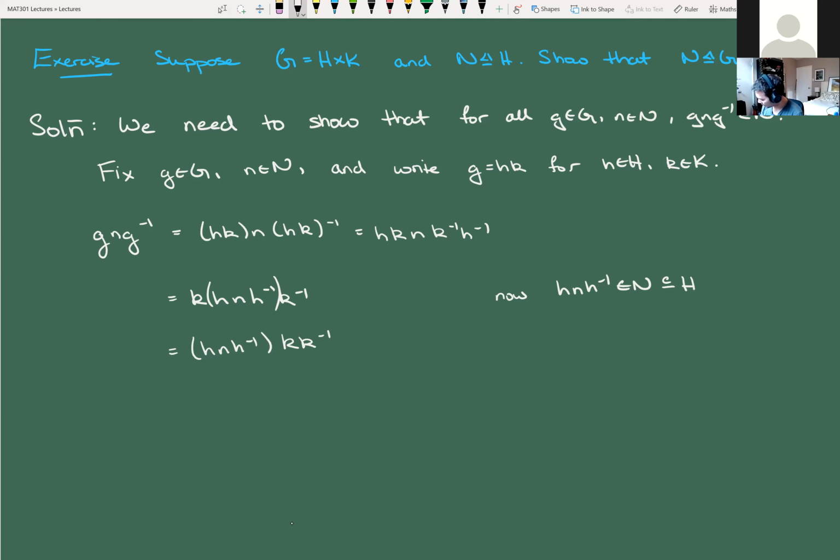These two things are going to cancel each other out, the k and the k inverse. That's just going to give me h n h inverse. And again, I know that's in N because N is normal in H. And so now it's normal in G as well.